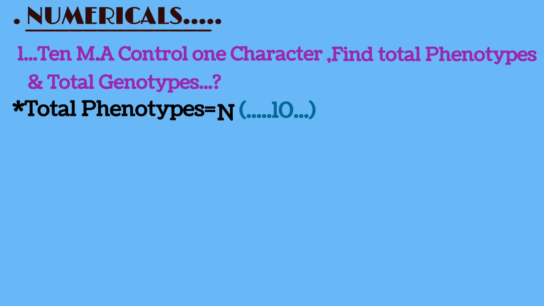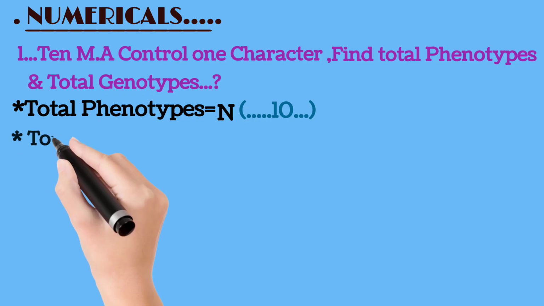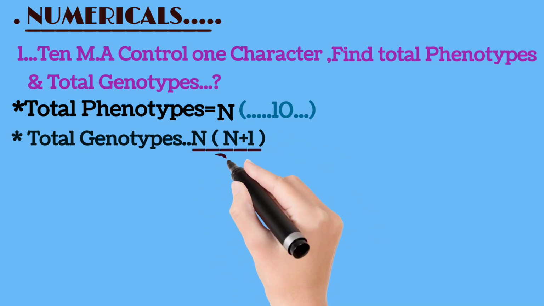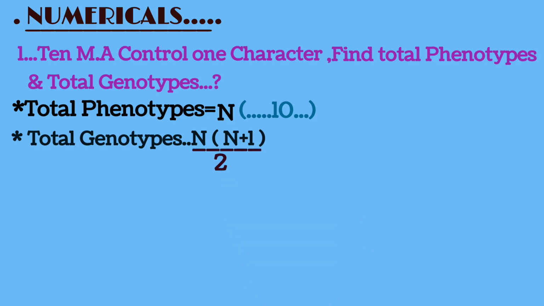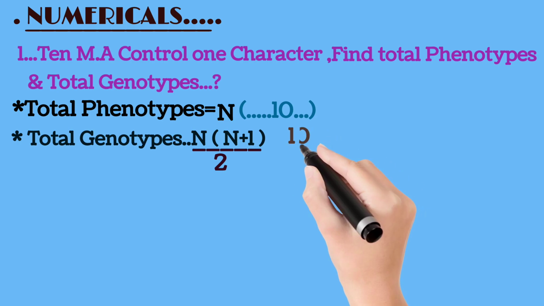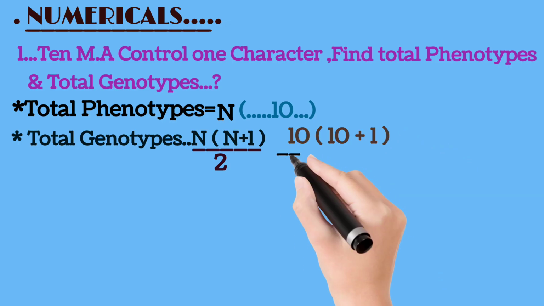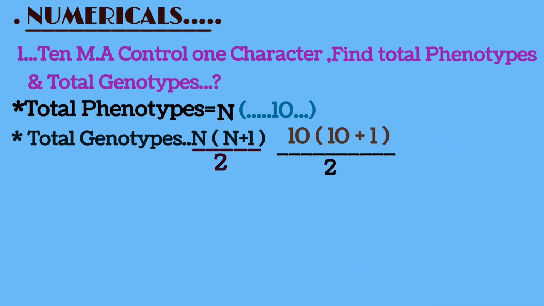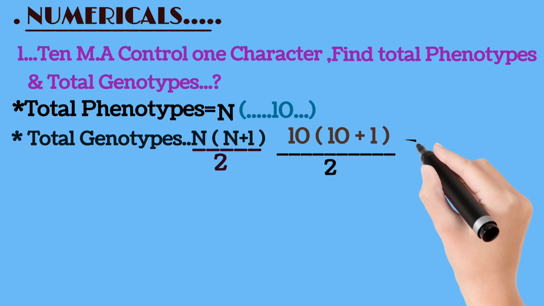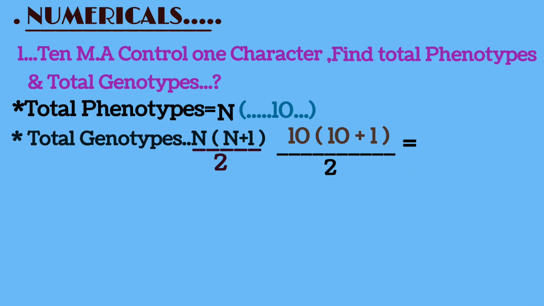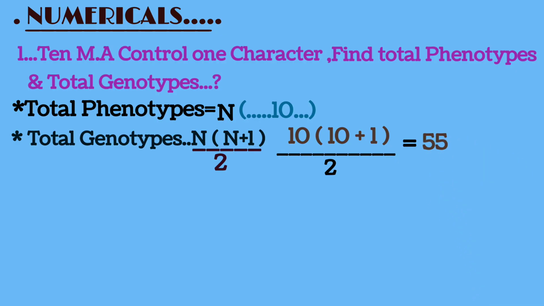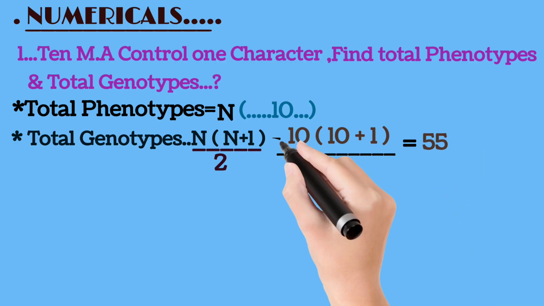Now calculating the total number of genotypes present. Here we have the formula N into N plus 1 divided by 2. Again N indicates the total number of multiple alleles. So we can write 10 into 10 plus 1 divided by 2, which after calculation gives rise to 55 types of genotypes. So it was the first example. Hope you got this by all means.